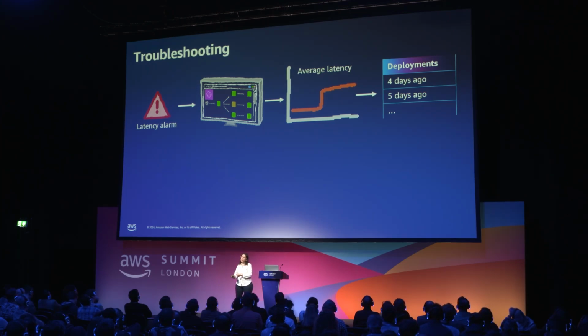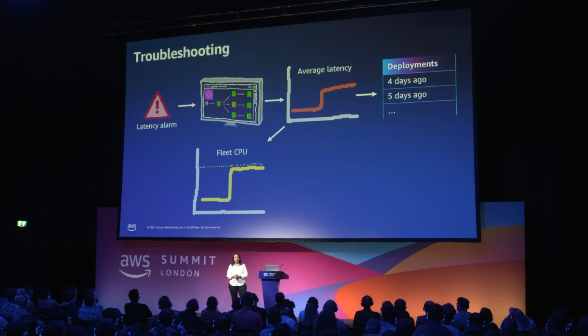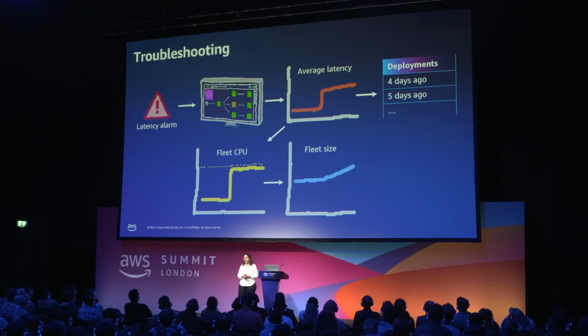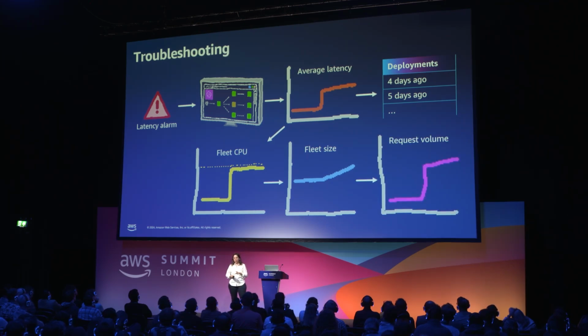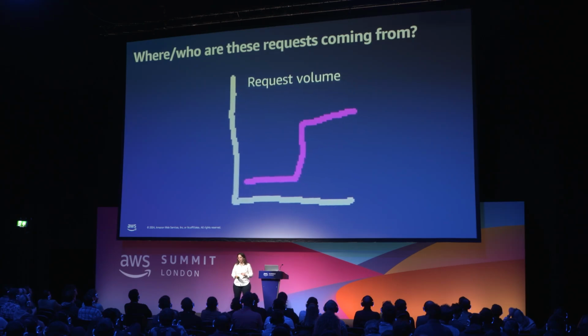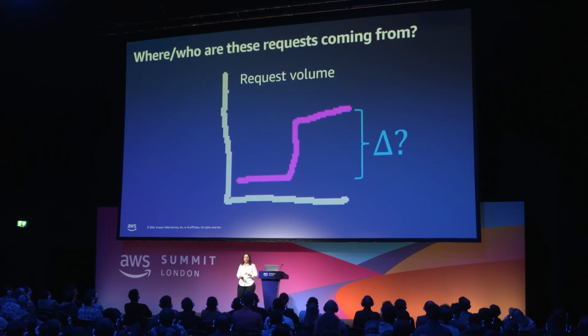You try and check the fleet metrics. You see a spike in the fleet CPU, and then you see the fleet size increasing. So auto scaling is kicking in, more hosts are being deployed. And you see the spike which resonates with the latency, and off you go, there's a huge spike in the request volume. The key here is to understand what exactly is causing this request spike and where these requests are coming from. So what tool can we use here?